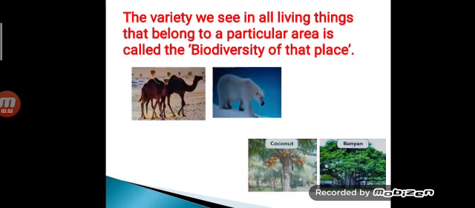The variety we see in all living things that belong to a particular area is called the biodiversity of that place. So, basically, biodiversity means different kinds of plants and animals which make a healthy and good environment. Biodiversity basically means variety of life on earth, a variety of life in a particular area or a particular region.